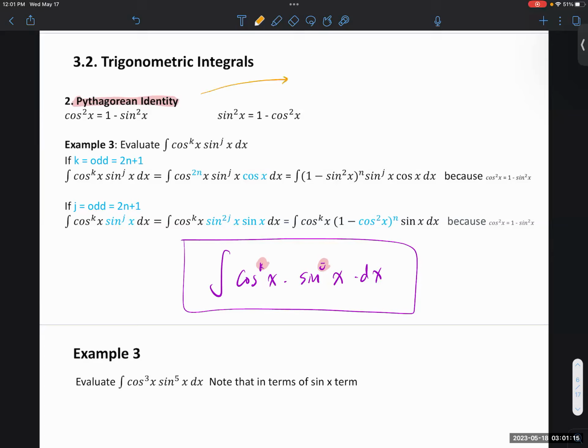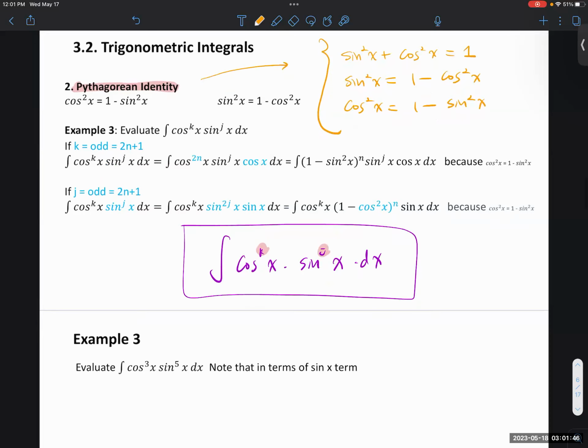If you remember in trigonometric functions, sine squared x plus cosine squared x is always 1. So I can modify this one. Sine squared x is the same as 1 minus cosine squared x, or cosine squared x is 1 minus sine squared x. Just keep in mind, these identities might be helpful when you're taking the integral of cosine x and sine x, the exponent of both functions.